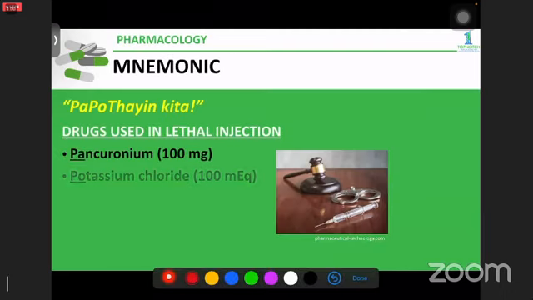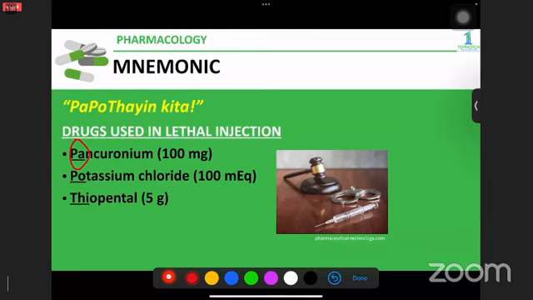So mnemonic natin for lethal injection, no? Kung nakita nyo na to. So papatayin kita. So you have your pancuronium, your potassium chloride, and your thiopental.